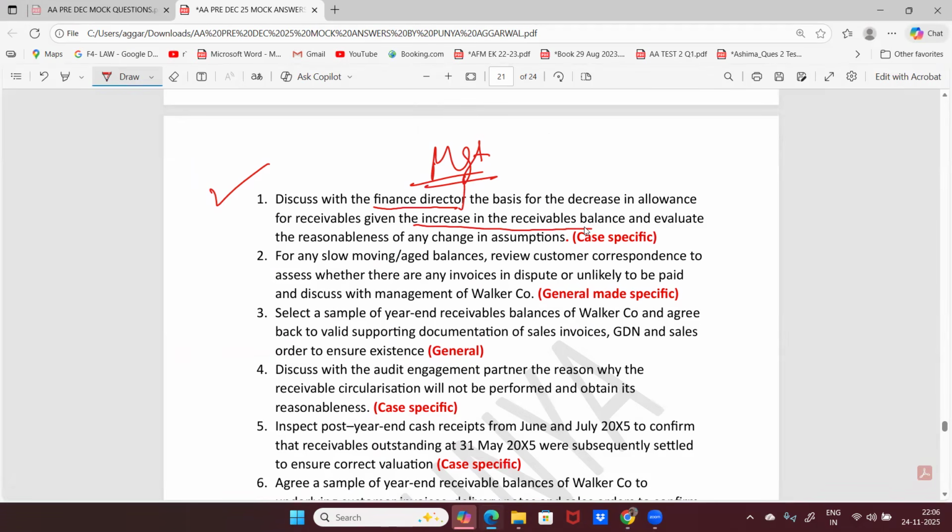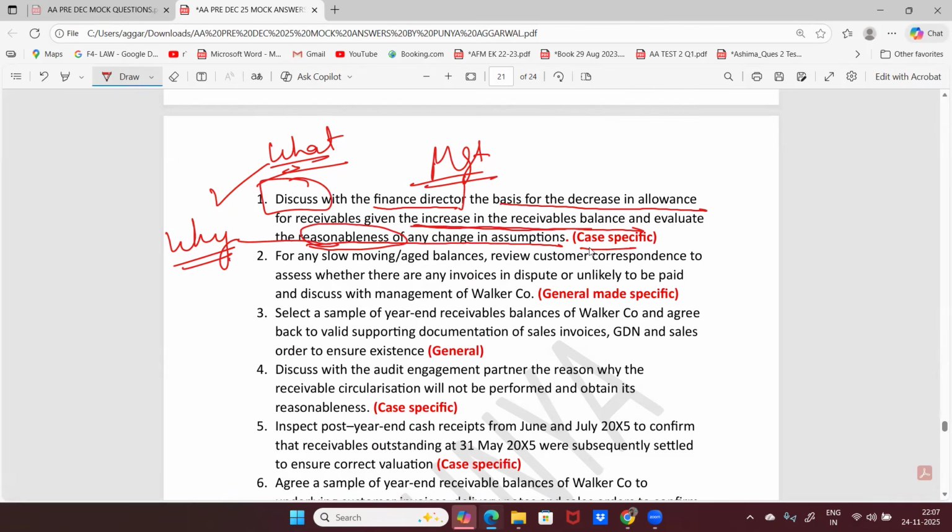Tell me what is the reason why you have decreased it, and why I will be doing it: to evaluate the reasonableness of any change in assumptions being made. So discuss is my verb, which is the what. To ascertain the reasonableness is the answer to why. And how am I going to discuss? By talking about the basis for the decrease, talking about the increase in receivables, and then evaluating the same thing.